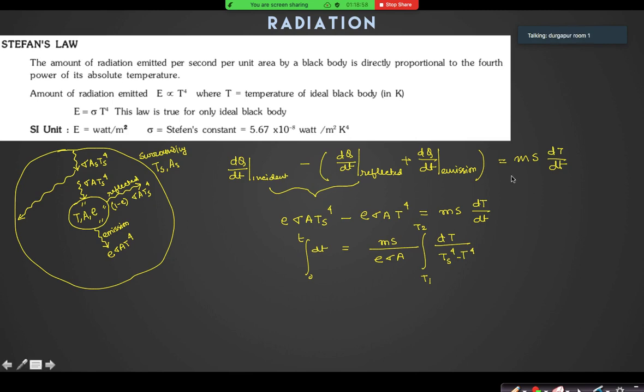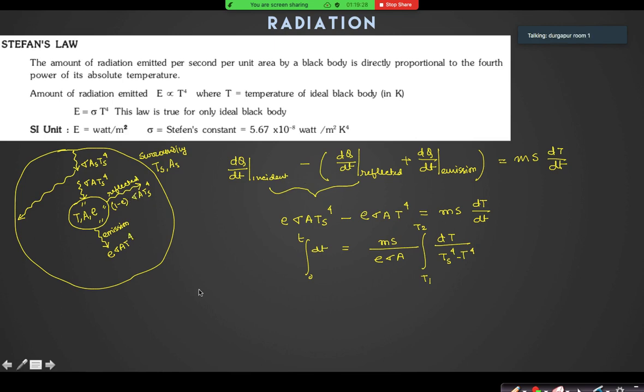But as you can understand, the integration is very tough, because dT by (Ts power 4 minus T power 4) is not an easy integration. Can you do it? Is there any formula for this integration? I don't know. You can do it, but I've never tried, because we have another approximate formula in order to find the time, right? That we will discuss now.